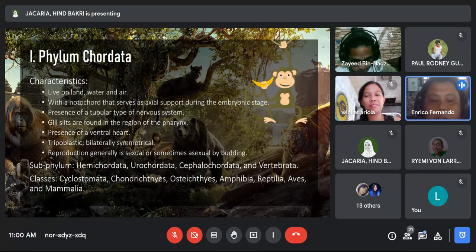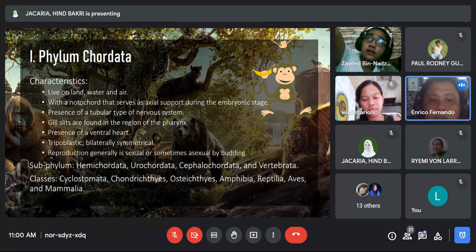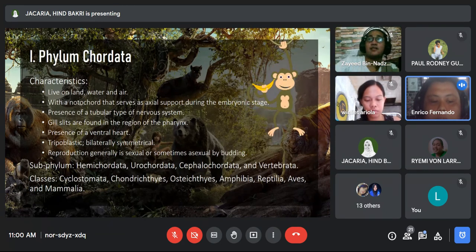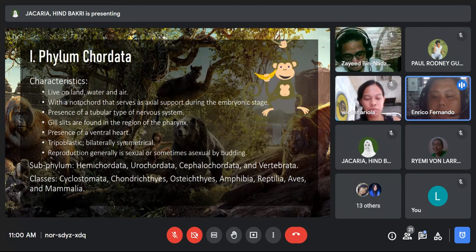Another one is gill slits are found in the pharynx region nila. Also, yung phylum Chordata may ventral heart sila. If you say ventral, yung meaning nito, yung heart nila is nasa ventral side ng body nila or nasa harap. Ventral means harap.